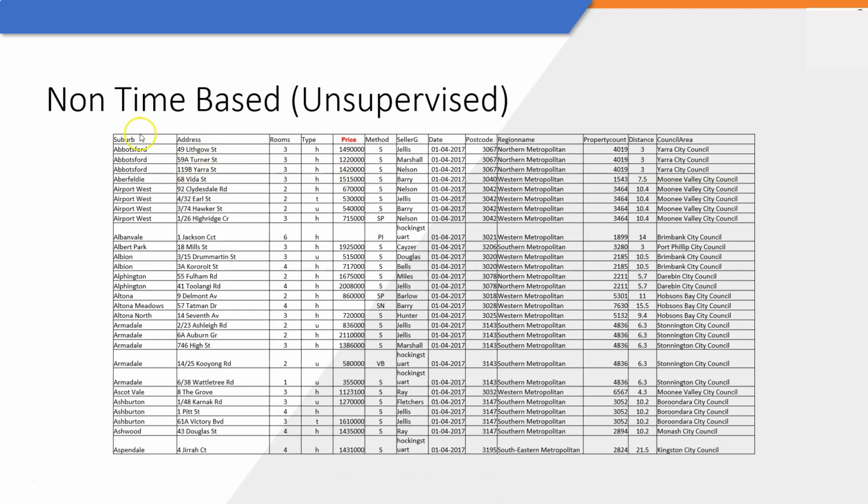Okay, and what you see here, this is a non-time based data set. In this, we are going to determine anomalies with respect to price. Okay, price of an apartment in a particular city. And we are going to consider multiple factors. And if you see here, there is no reference to past anomalies. Okay, so this is an unsupervised non-time based data set.